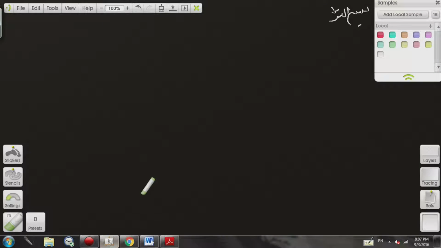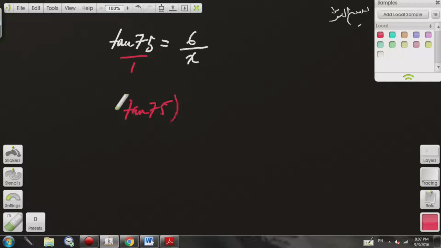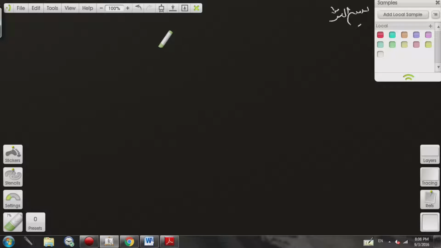I just want to bring one thing to your attention. When we had tangent of 75 equals 6 over x, the way you solve this equation, of course, is to cross multiply. x times tangent of 75 equals 6 times 1, which is 6, and then divide both sides by tangent of 75. You get 6 over tangent of 75. That's perfectly alright. But there's a quicker way.